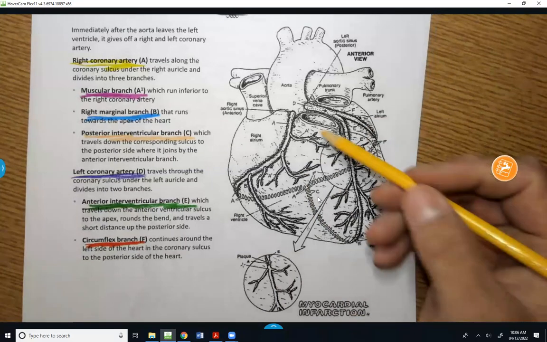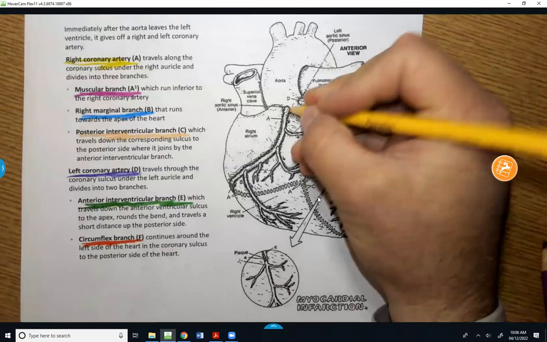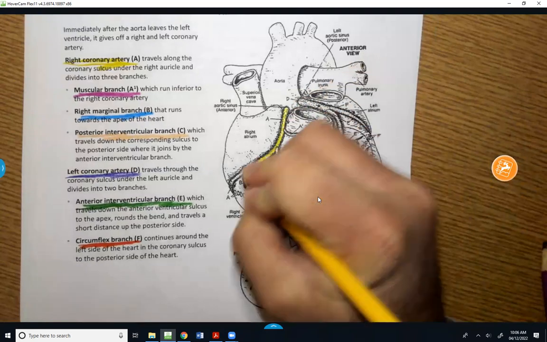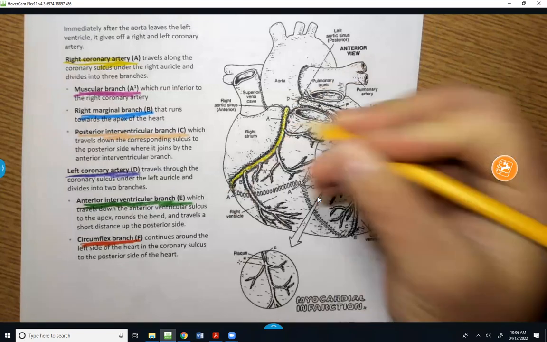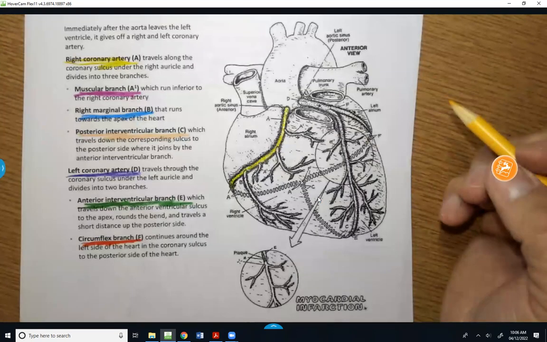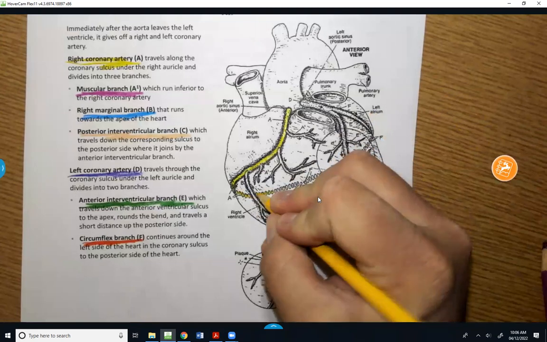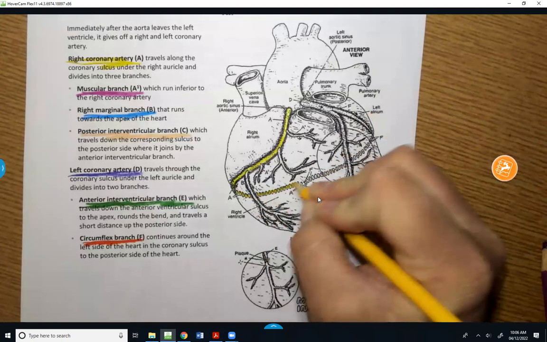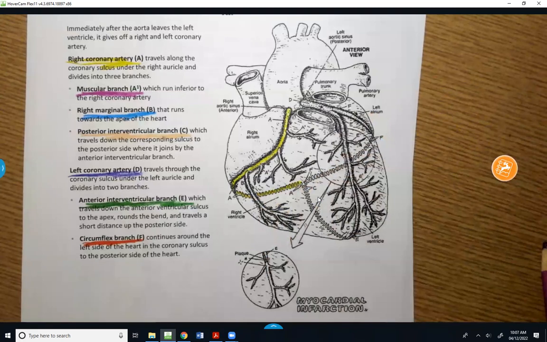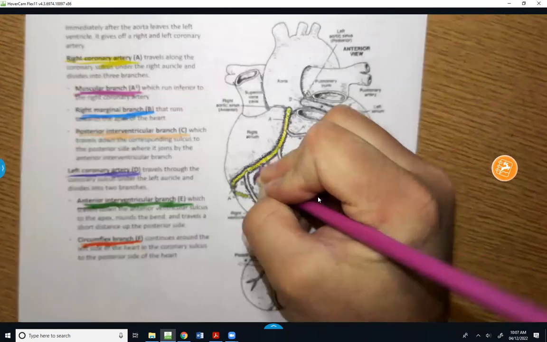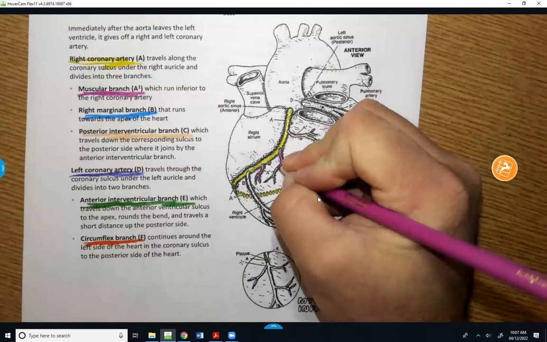All right, the right coronary artery is letter A, comes directly off of that aorta. And then it actually goes around underneath of the right atrium through that coronary sulcus and twists around to the back side of the heart, like so. Okay, three major branches coming off of it. These three little connections on the front side of the heart are the muscular branches.